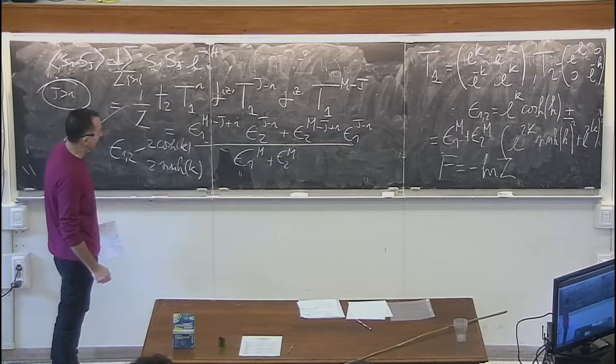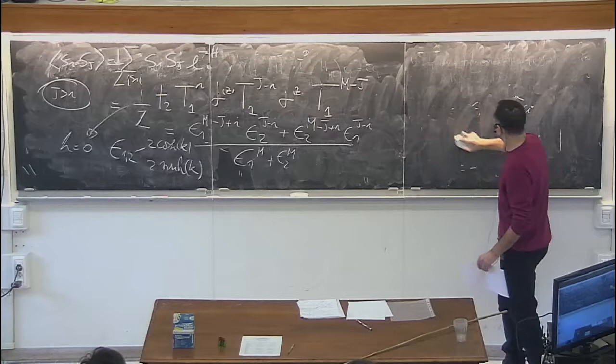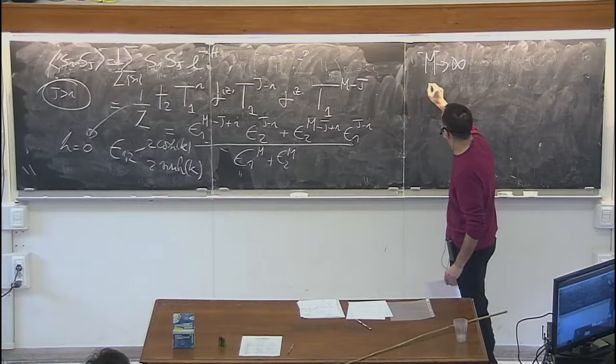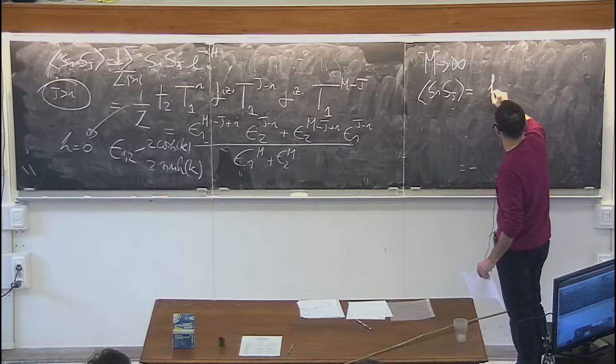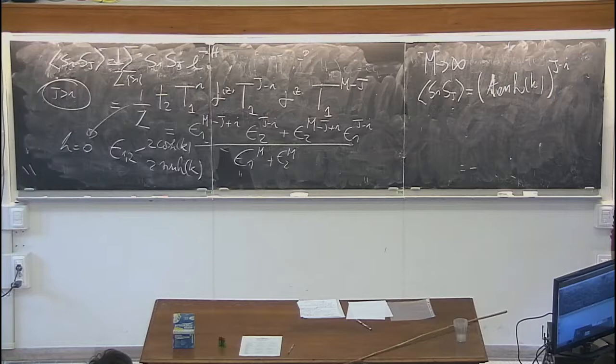And in particular, this can be easily done in the limit in which we send m to infinity. You can check that the two-point function is just given by tanh k to the power |j - i|. Okay? So we have everything.